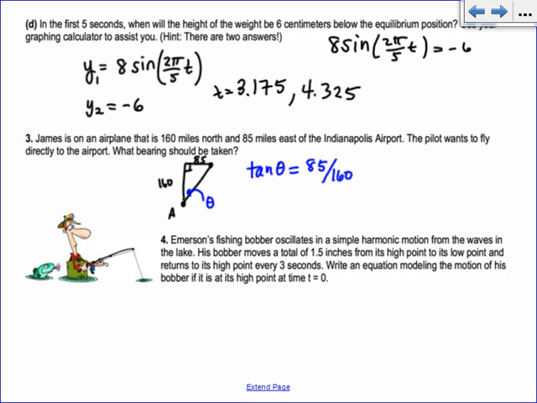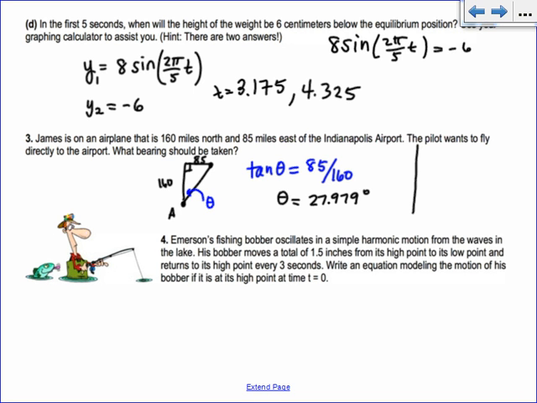And you can have it in degree mode. That's probably the easiest way when you talk about bearing, to do it in degrees instead of radians. Probably makes the most sense. So we're going to do inverse tangent of 85 over 160 in degree mode. So when I do that, I get theta is equal to 27.979 degrees.